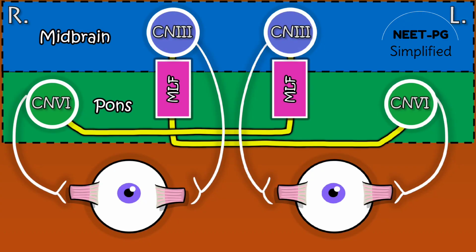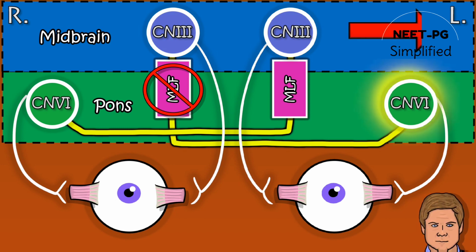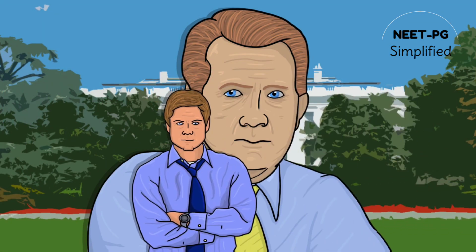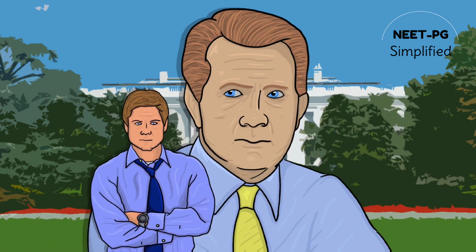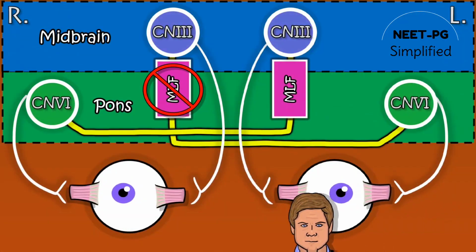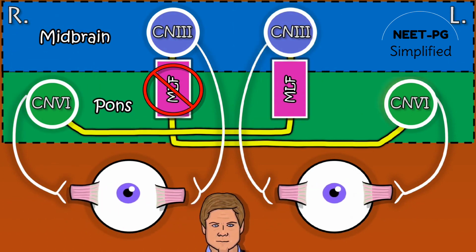So let's imagine that Bartlett's MS is affecting his right medial longitudinal fasciculus. What happens when he tries to look to the left? You can see the left eye abducts successfully, but the right eye is not able to adduct past the midline. Now let's see what happens if Rob Lowe paces back and forth across the room. You'll see that conjugate gaze is unaffected when gazing to the right. It's only when gazing to the left that conjugate gaze is affected.